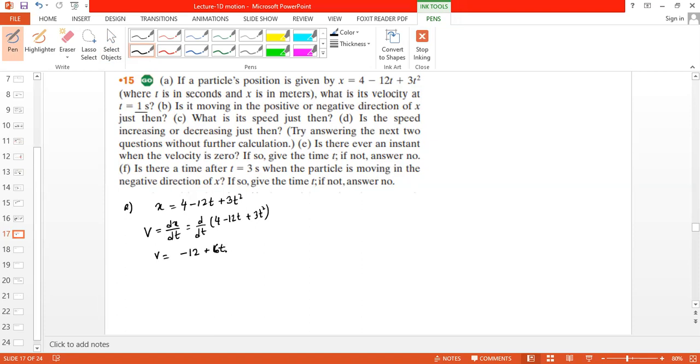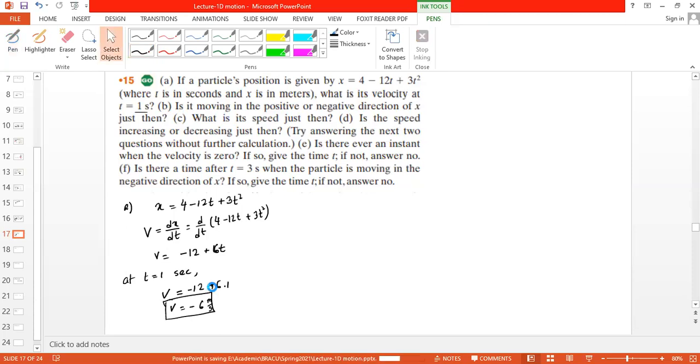This is the velocity at any time t, and at t equal to 1 second, my velocity would be, what you have to do, you just have to replace t by 1. So minus 12 plus 6 times 1. So basically v equal to minus 6. So the velocity at time t equal to 1 second is minus 6, I have to write the unit as well, by the way. So it's meter per second. So this is the velocity.